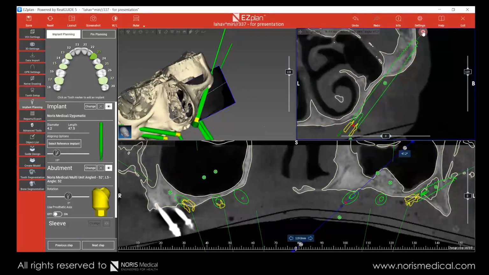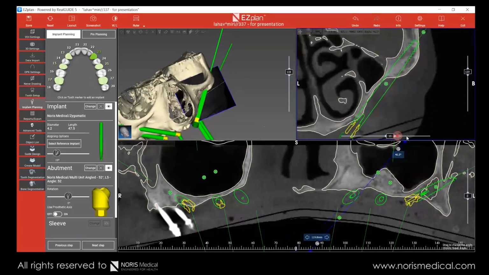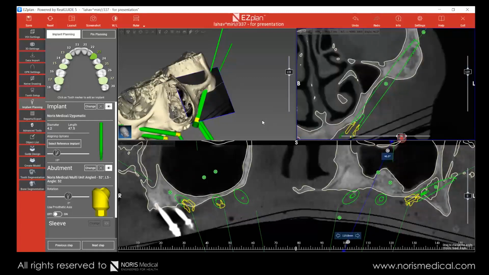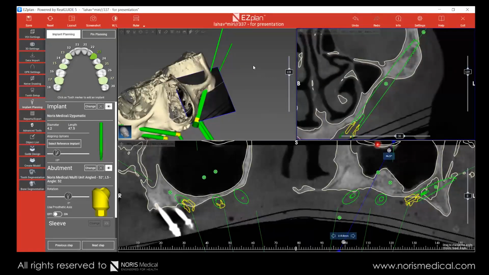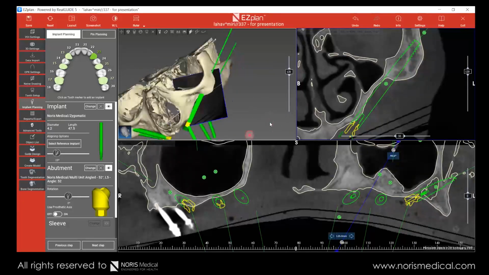Okay, we don't have the implant, let's say like that. Let's see where we are in terms of the orbit. We're very close. Okay, that means we cannot do what we want. We will need to take this down this way and find a better position. But this is a very tricky case.